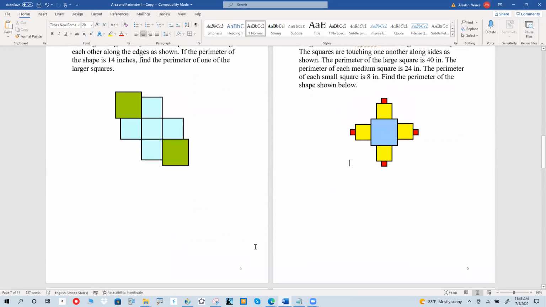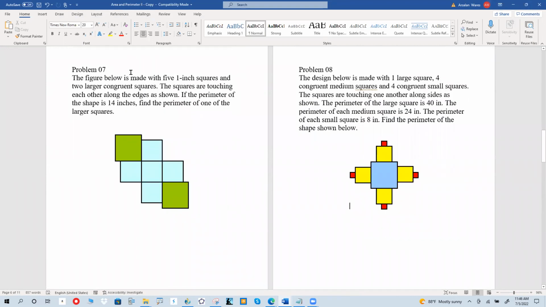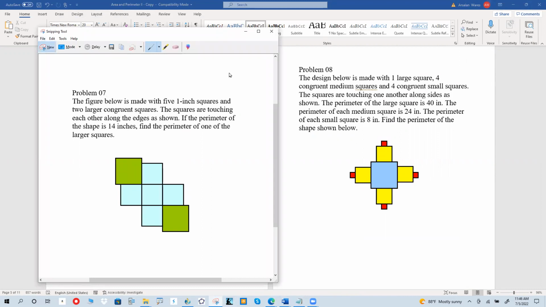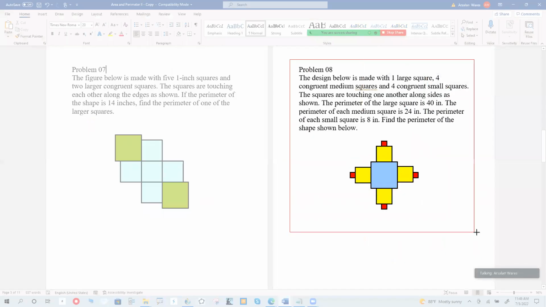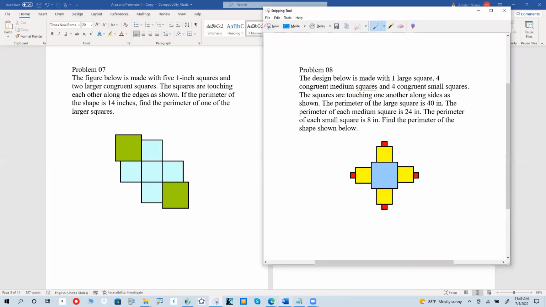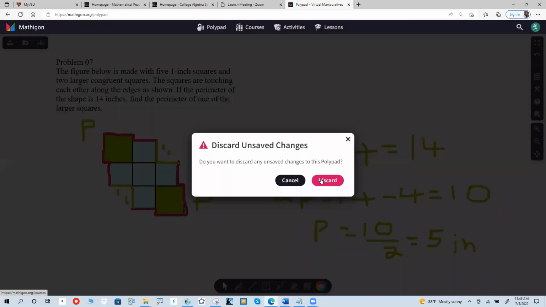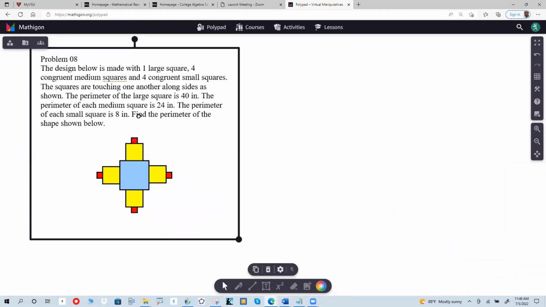All right, this one isn't bad at all. Looks a little funny, but number 8 is not bad at all. Okay, let's read the question.